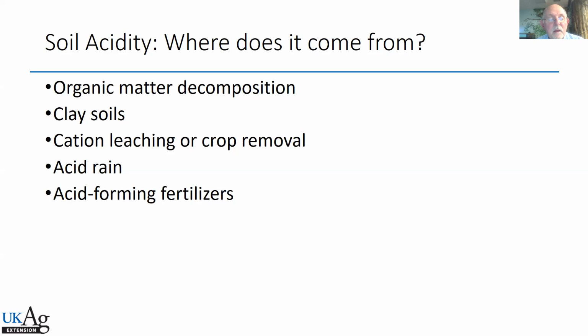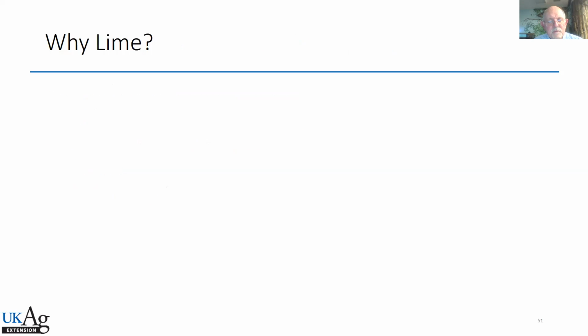Acid rain and acid forming fertilizers are also a good source of soil acidity. So if we're looking at even some of our ureas, and when we had ammonium nitrate a few years back and put that on as a nitrogen source, it really had a major impact on soil acidity as well. So those are some of the things that will create acid type soils, okay?